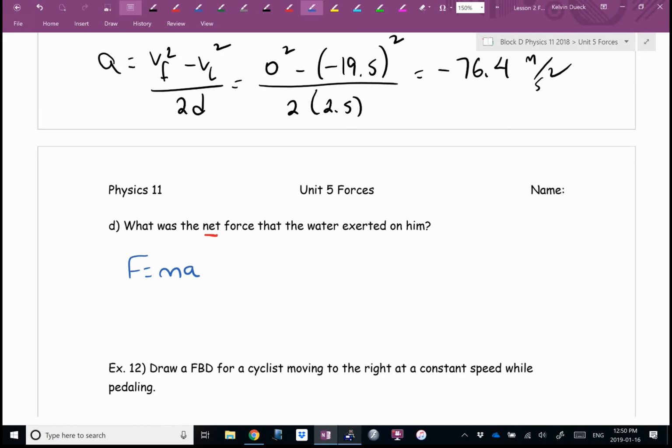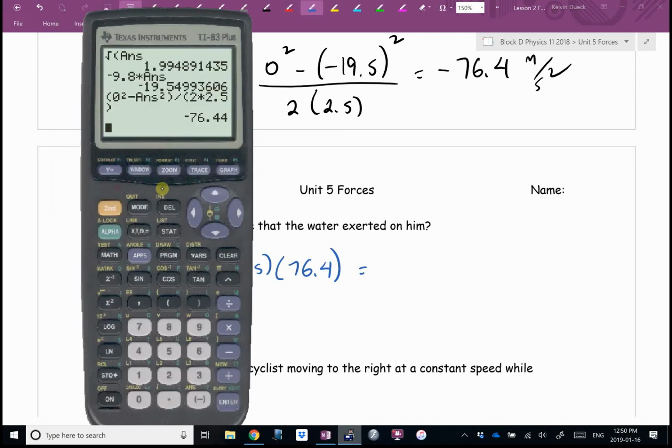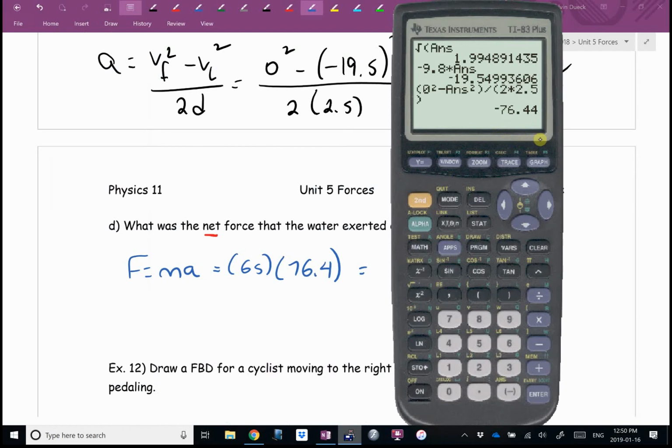So, what was the mass? Was it 65? A is, I'm not going to include the negative. I'm just going to want the magnitude right now for the net force. Although, also, I'm not going to type 76.4. What am I going to hit on my calculator? 76.44 or my answer button. Now, if I want to use my answer button, but I don't want the negative, how can I clear a negative and still use my answer button?